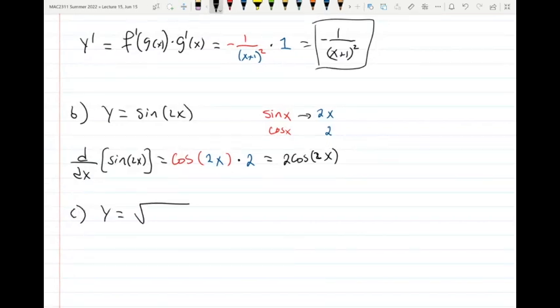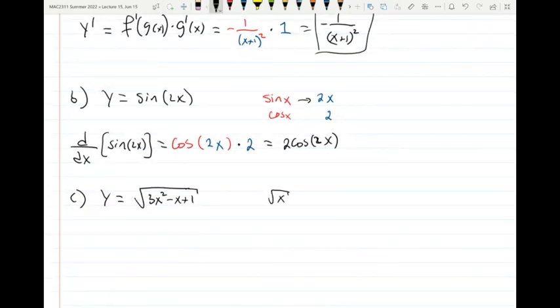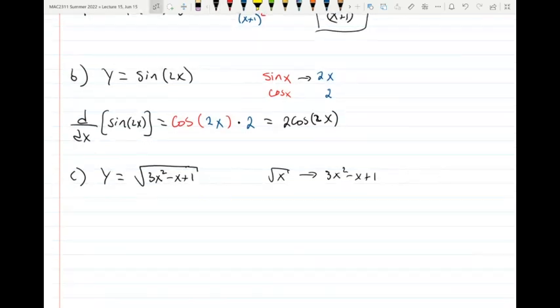So we have y equals square root of 3x squared minus x plus 1. So for the time being, let me just put it here as a sequence, right, of composition. We need the derivatives. So what are the derivatives? Derivative of square root of x. 1 over 2 square root of x, right? And what's the derivative of the other one? 6x minus 1. Everybody understand this? Yes? 6x minus 1. Okay, so now let's activate the chain rule.